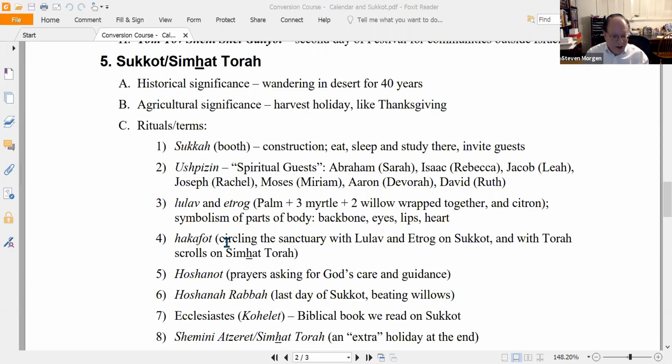When we have services in the sanctuary again, you also take your lulav and etrog and you make a circle around the sanctuary with the lulav and etrog, and you sing songs called Hoshanot. So if you know about the Christian Bible, when Jesus comes into Jerusalem, they're singing Hosanna, Hosanna. That comes from the Hebrew Hoshana, which means save us, please. And during the Feast of Sukkot, we sing these songs of Hoshanot, asking God to look out for us during the year.